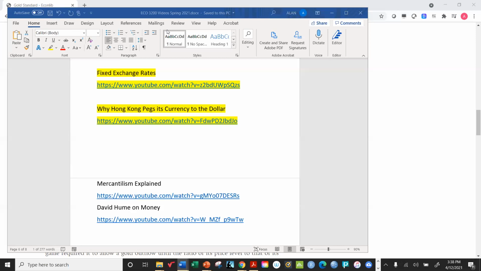All right, so now we're going to have a brief look at what David Hume's philosophy was about money in general and about mercantilism. And when that's over, we can go and now look at how the gold standard actually works. So let's start by looking at our new friend David Hume. Here we go. Let's see what he had to say about everything involving money.